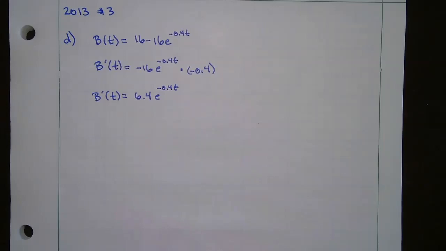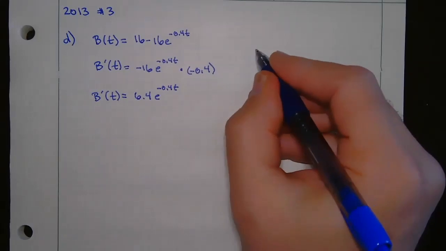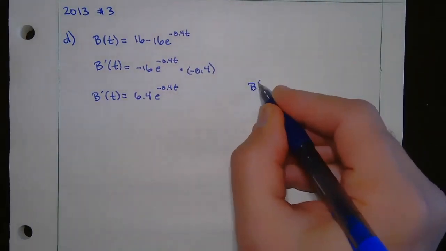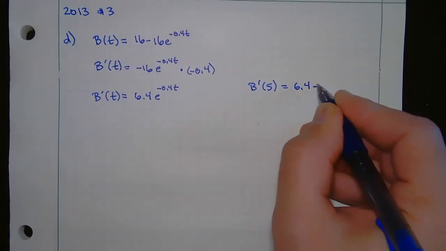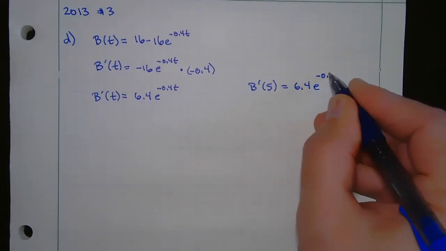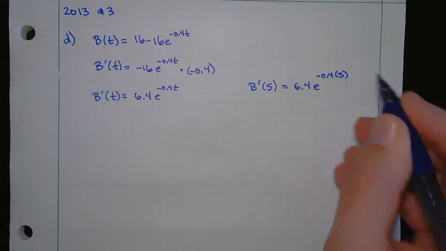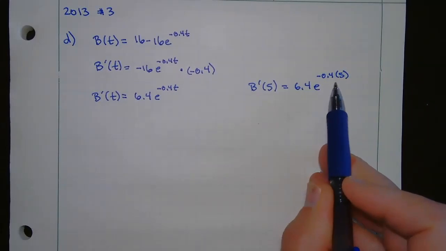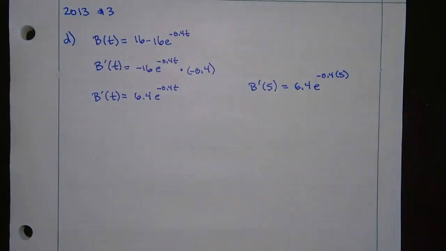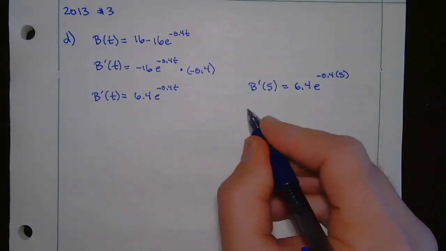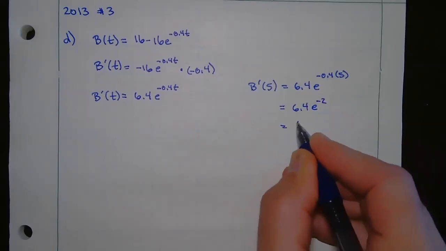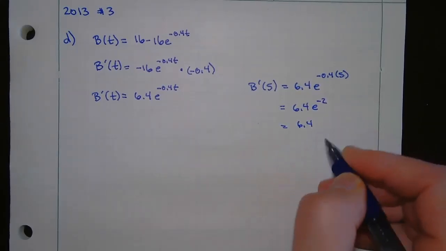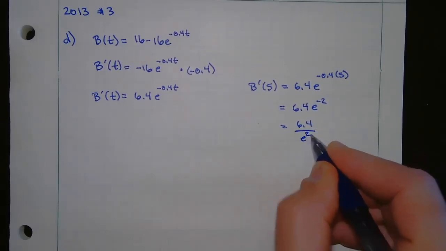They're asking you to find b prime of 5. So b prime of 5 is 6.4 e to the negative 0.4 times 5. Negative 0.4 times 5 is negative 2. So this is 6.4 e to the negative 2, or 6.4 times 1 over e squared, or 6.4 over e squared.